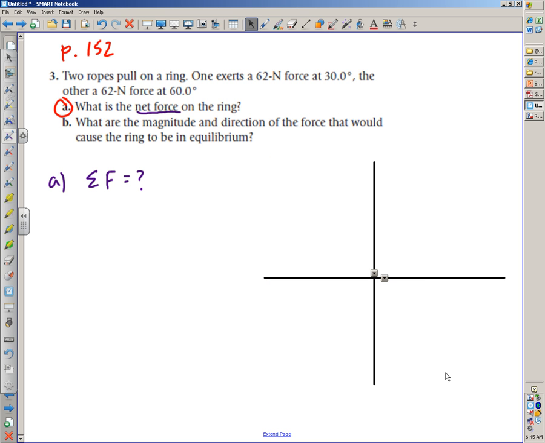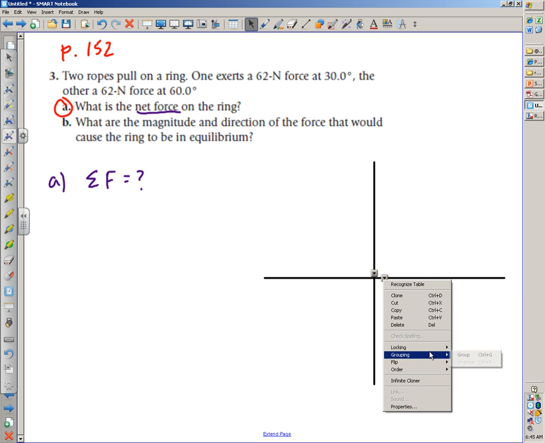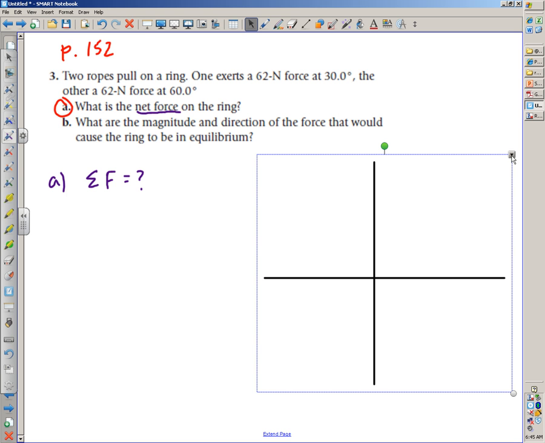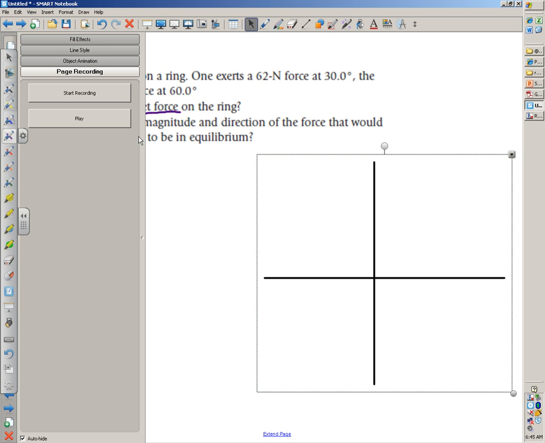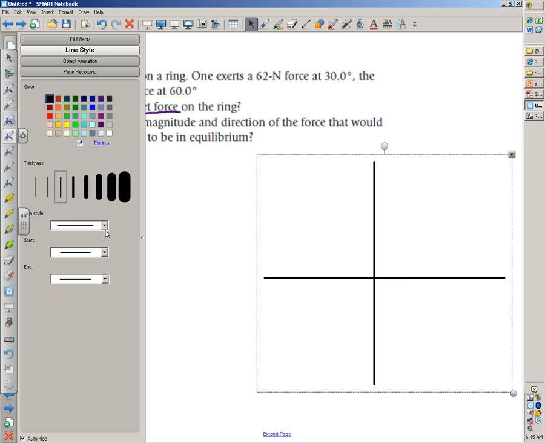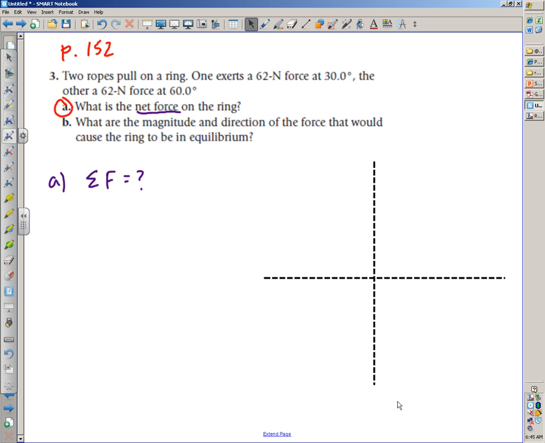So first thing I'm going to do is group these together because they don't move. And then, just to make it a little easier for us, I'm going to make those dotted. So there's our coordinate system, our xy axis.